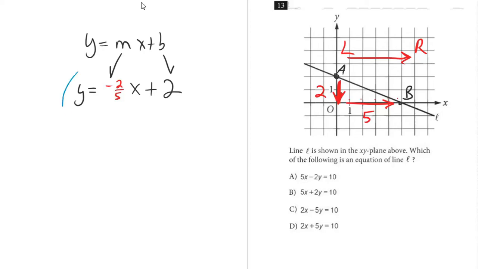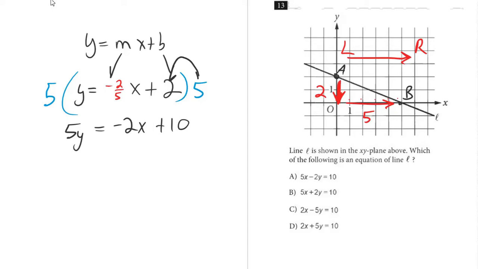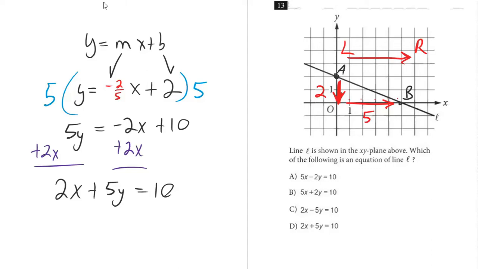The easiest way to do it, in my opinion, is to multiply both sides by 5. That'll give us 5y equals negative 2x plus 10, because when you multiply here, you get 10. When you multiply here, you get negative 2 over 5 times 5 over 1. The 5s would cancel, leaving you only with negative 2. So now we've got it like that. We can just add 2x to both sides, and we'll get 2x plus 5y equals 10, and that's answer choice D for number 13.